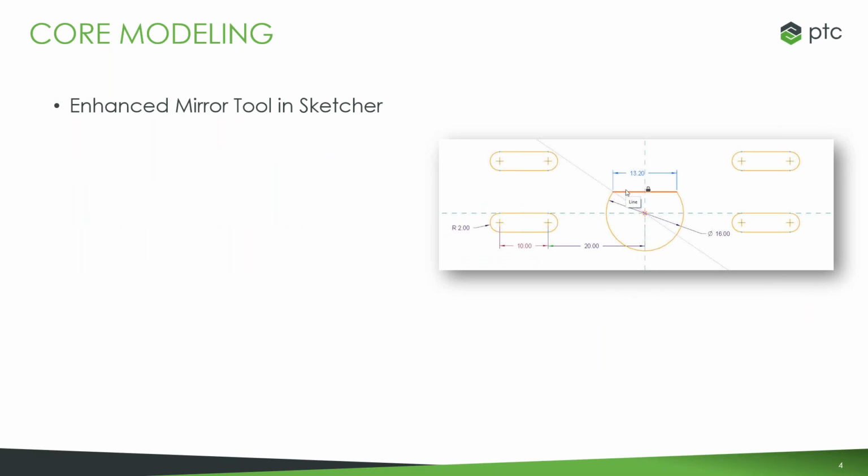We made enhancements to the mirror tool in the sketcher, so it makes it very easy to grab things and mirror. Now you can essentially grab any straight sketch and use that to mirror about. And once you move that around, the mirror tool is either going to update or not, depending on how you have that set.